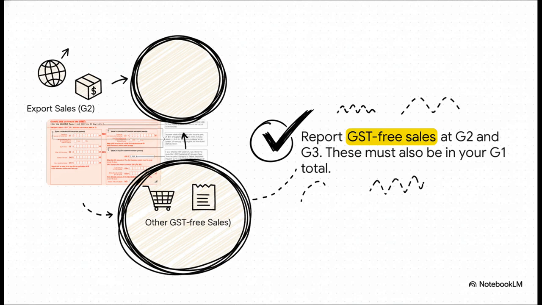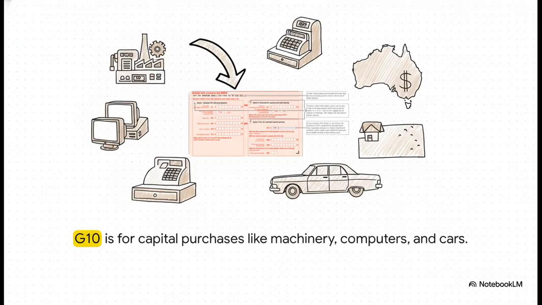Next, you've got labels G2 for export sales and G3 for other GST-free sales. This is where you list out those specific sales. But the main thing to remember here, and the source is really clear about this, is that these amounts aren't separate. They also have to be included in that total sales figure you just put down at G1. All right, that's sales covered.